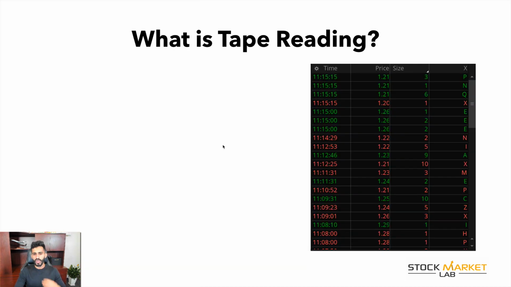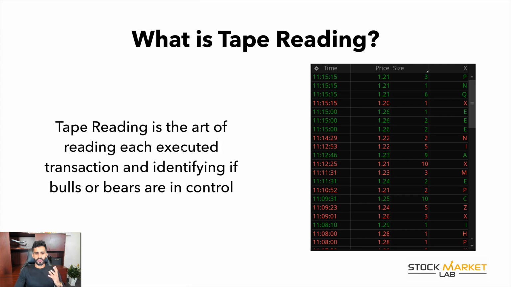First and foremost, what is tape reading? Tape reading is the art of reading each executed transaction and identifying if bulls or bears are in control. If you take a look right here, this is the tape. The whole idea of tape reading is to look at these numbers, which I know look very complicated and confusing, and I'll break that down. The idea is to understand who is in control, and what price will do. Will price go up? Will price go down? And use that to our advantage as traders.